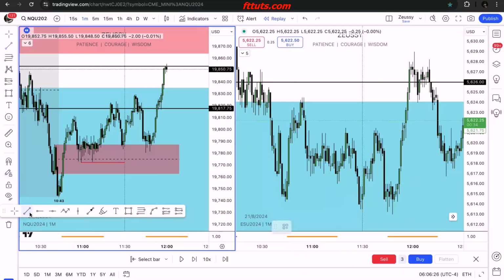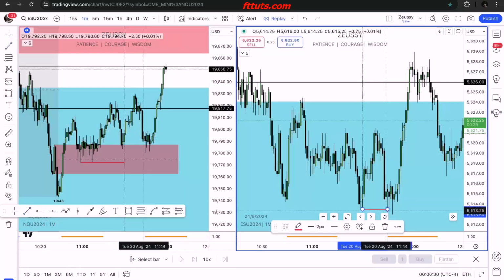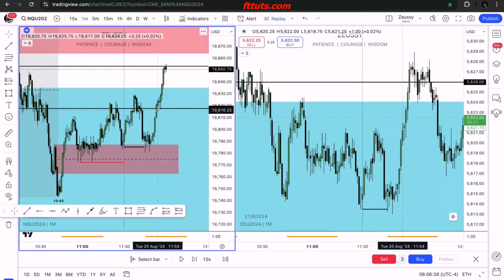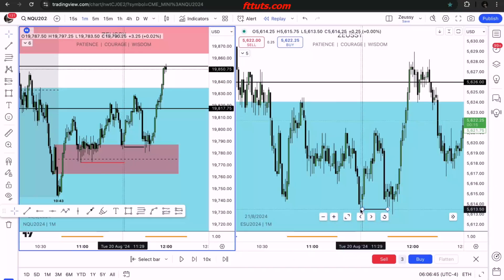We can see that ES trades a lower low here during that cycle, whilst Nasdaq also trades a lower low. You see it? Here. But if you pay attention to that previous cycle low for ES, the previous cycle low being right here next to it, you see it? At 11:29, we form this small low.